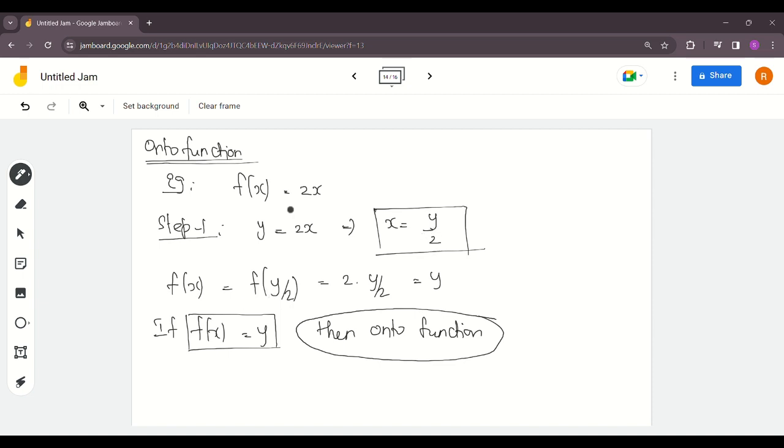So if we substitute y by 2 into 2x, 2 and 2 will get cancelled and you will be getting y. And if f of x equal to y, the assumption we made, comes true in the end, then it is an onto function. If it is not true, then it is into function. Straightforward swap between onto and into. So this is the easy concept of understanding functions.